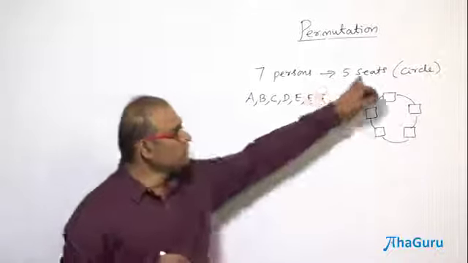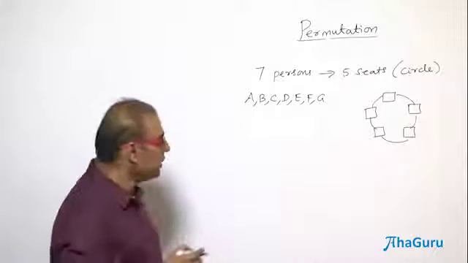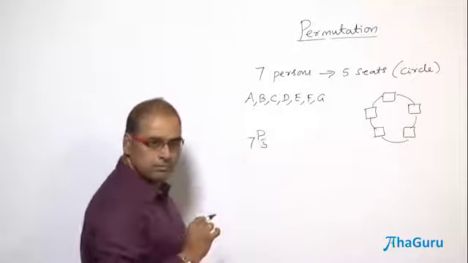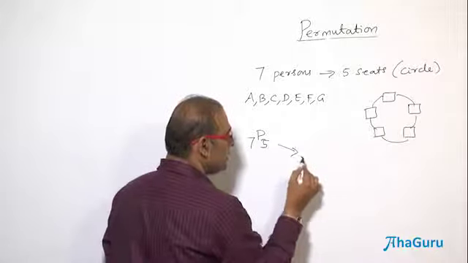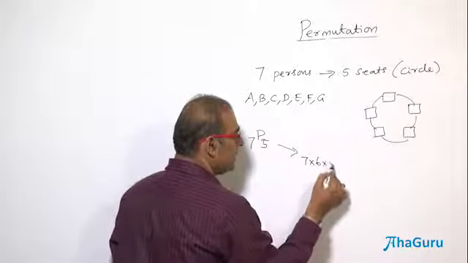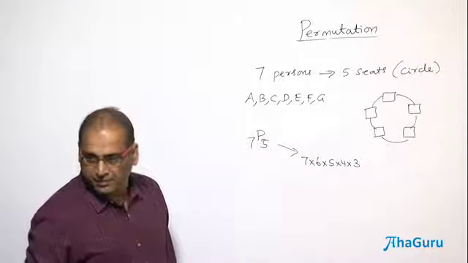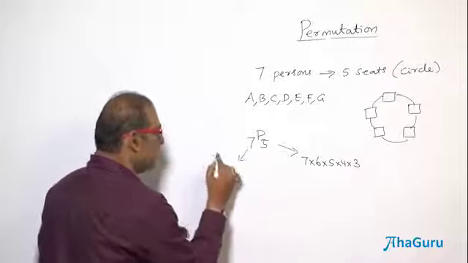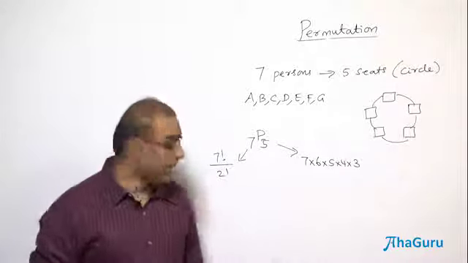So 7 persons out of 5 seats linearly. First we will concentrate on the linear. That's going to be 7P5. Or it is the same as what? 7 into 6 into 5 into 4 into 3. That only you write as 7P5, which is the same as, if you write with the formula, 7 factorial divided by 2 factorial.